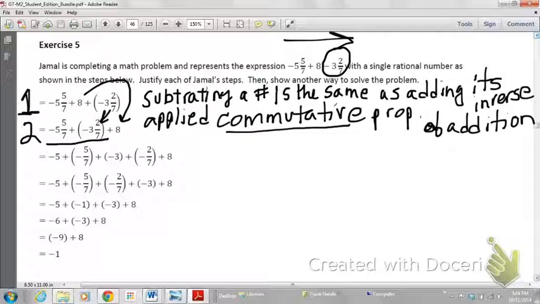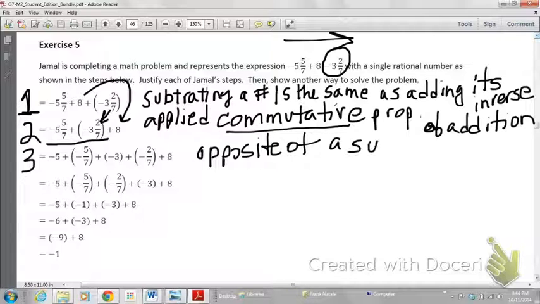All right. Now in number 3, step 3 here, you can see what he's done. He applied the opposite of a sum is the sum of its opposites property. Okay, it's also a property.